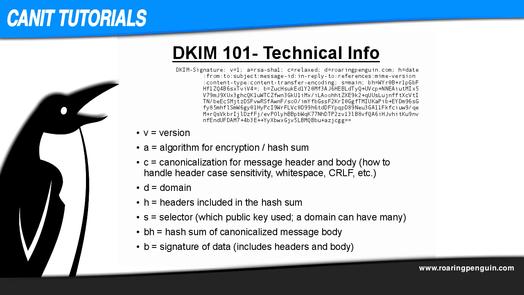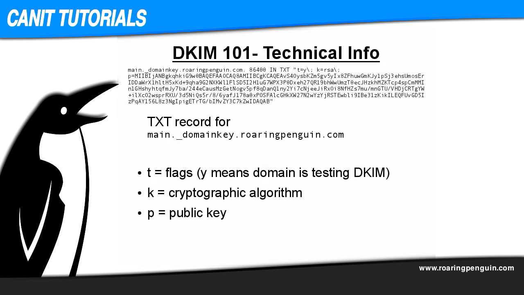Both the message body and the select headers seen in the H tag are included in the signature. Here we see the DNS record for the public key that matches the private key which was used to create the DKIM signature we just saw. Notice the name of this DNS entry is main._domainkey followed by the domain. This is the format DKIM requires.